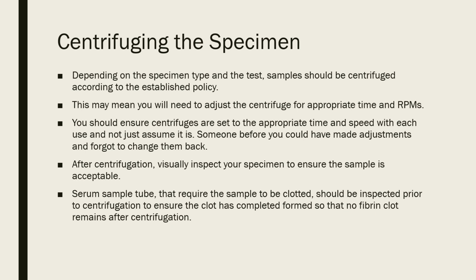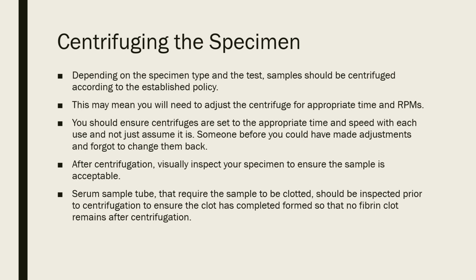Your specimen type may require that you look to make sure it's not clotted. So for example, in hematology, if you're required to use whole blood samples, then if there's a small clot in that tube, it can actually affect your results. So you need to make sure that that sample's not clotted.